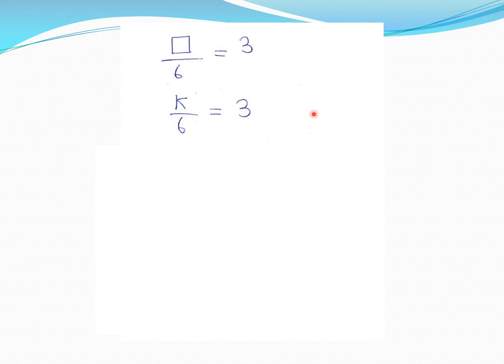Now, this is another scenario. We have a box, back to primary school. Some number goes into that box there. Something over 6 equals 3. So we divide something by 6 to give us 3. And in this example here, you'd probably spot what the answer is. Or algebraically, we could have a variable on it. K over 6 equals 3. What's the value of k?